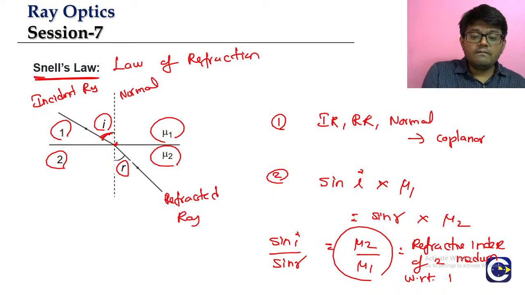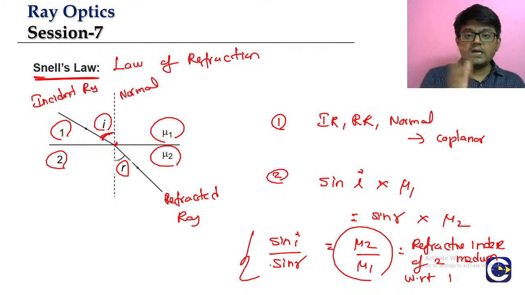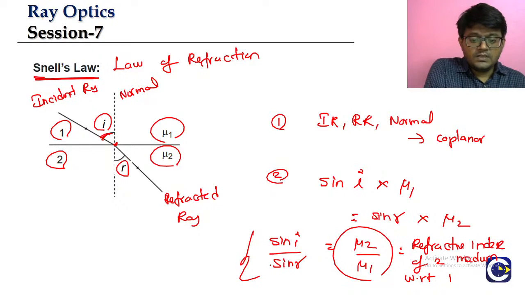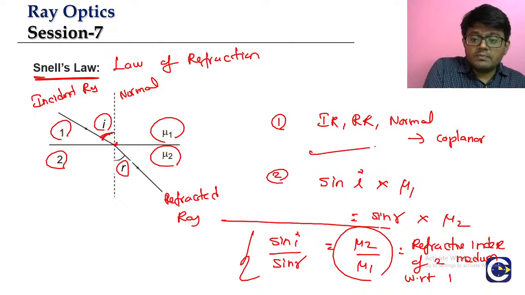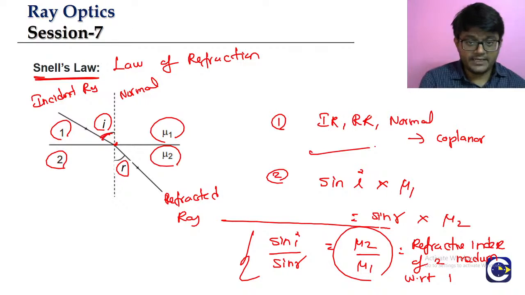Since this is a relation in terms of the angle, we will know exactly by how much the deviation is happening. Sometimes this relation may be confusing, so you can remember this one, which is very easy to remember. In any medium, the sine of the angle made by the light ray with the normal, into the refractive index of the medium, remains constant. For the second medium, it is sine R into mu 2. So sine I into mu 1 will be equal to sine R into mu 2.